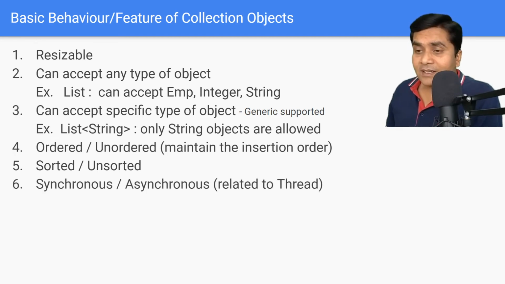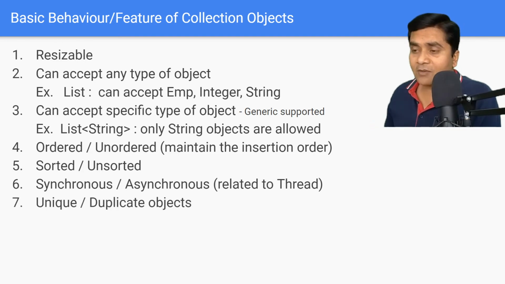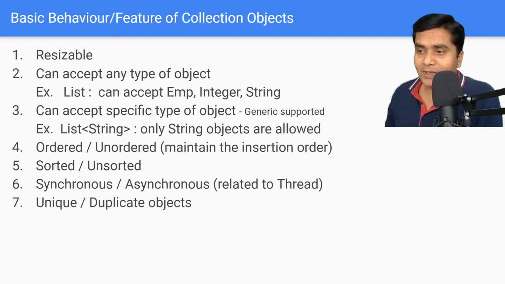And the collection can be synchronous or asynchronous, in terms of multi-threading. Synchronous means the object will be accessible by one thread at a time. And asynchronous means the collection object will be accessible by multiple threads concurrently. So there are different categories of collection objects which belong to these categories. Depending on the requirement, we use them in our project use cases.